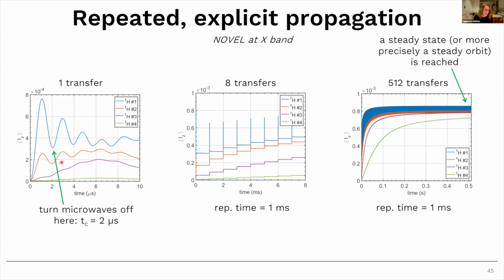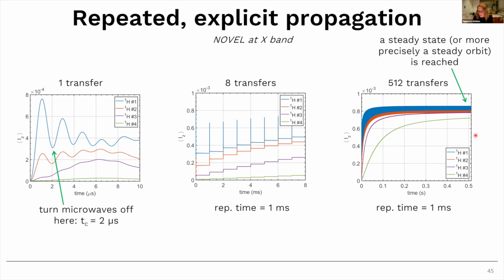Now let's say I set my contact time to 2 microseconds, and I turn my microwaves off. Now I'm going to simulate the repeating of this transfer, let's say 8 times. You see this simulation, again, for these 4 protons. The spike here comes from this initial oscillation. I stop the microwaves after 2 microseconds, and then I just let the system evolve without any microwave irradiation. I do another transfer, let the system sit, let the electron spins relax, do another transfer, and so on. With each transfer, you gradually pump more magnetization into the spin system.